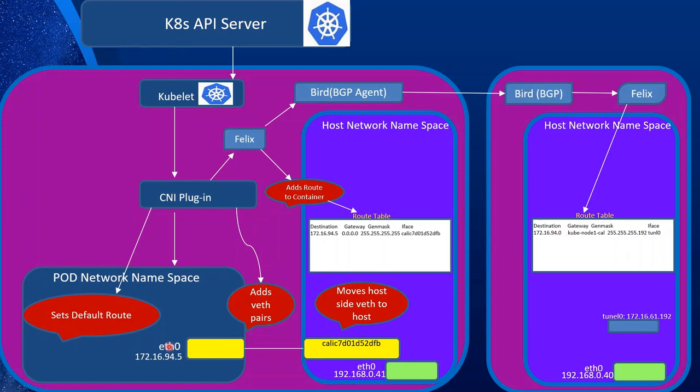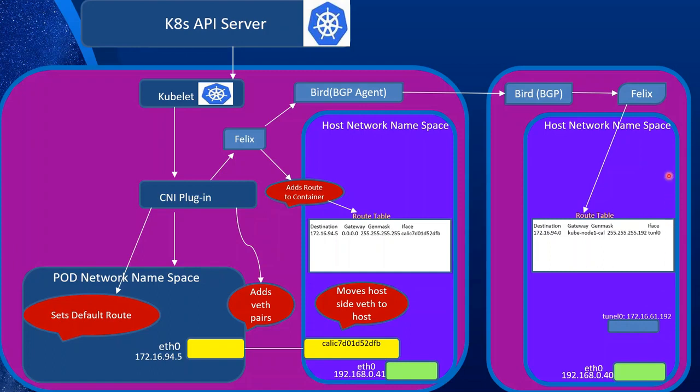The destination again is the same. However, because this is going across the nodes, you'll see that it goes through the tunnel 0. So any communication that is destined for this IP address, for this pod, will need to go through tunnel 0.